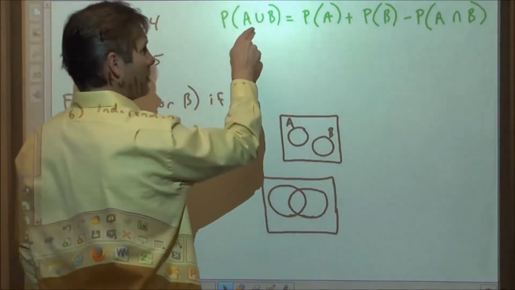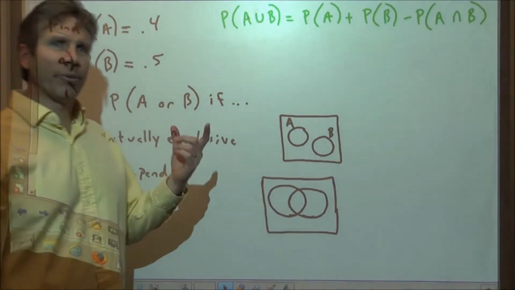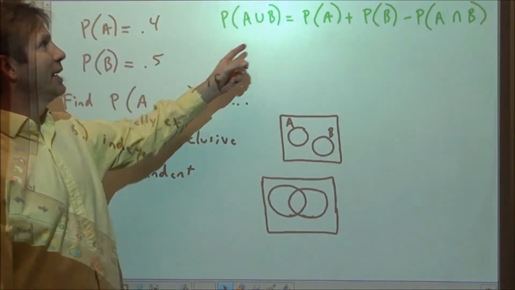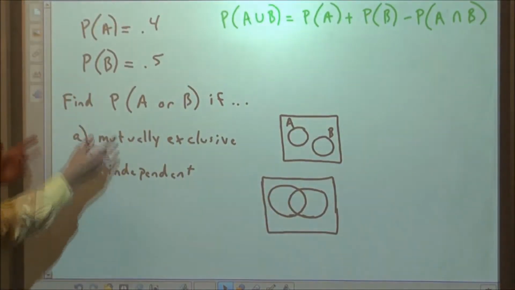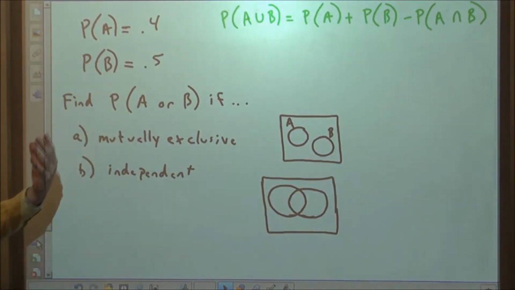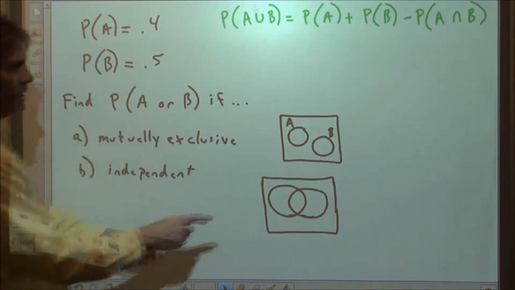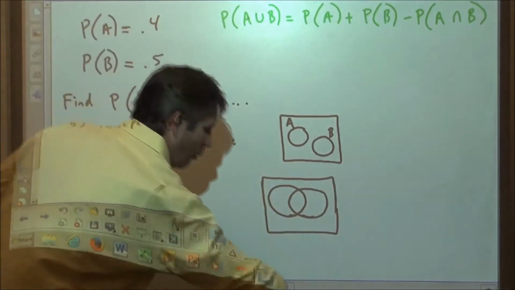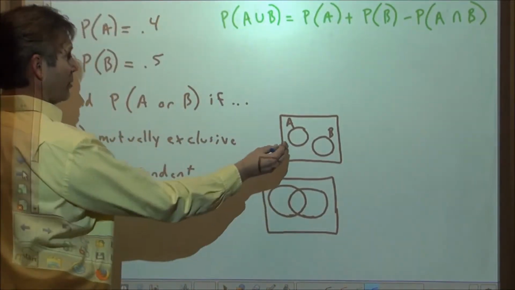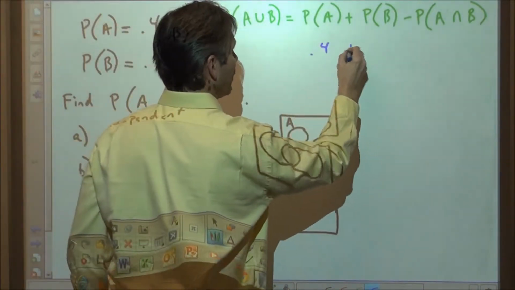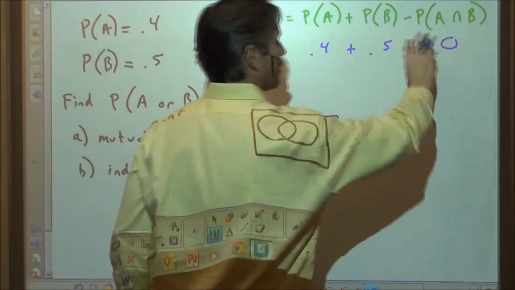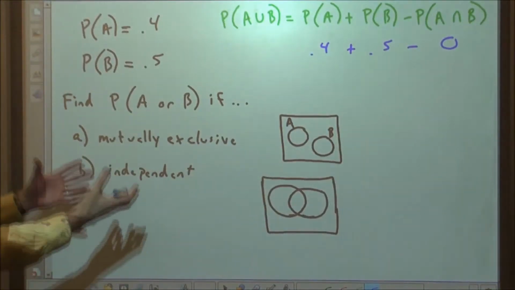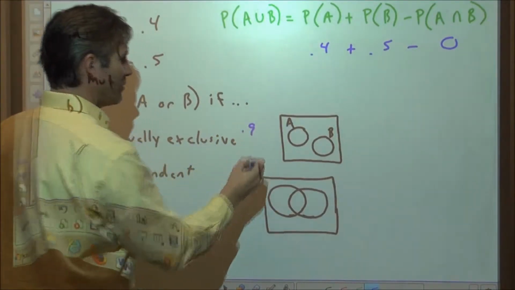Add the two, this means "or". So what's the probability that A or B happens if you're selecting one thing? It's the probability of A plus B minus the intersection. We'll see why that is. So if these are the two probabilities, what's the probability of A or B happening if the two events are mutually exclusive? If they're mutually exclusive, they have no overlap. And so it would be the probability of A, which is 0.4, plus the probability of B, which is 0.5, minus nothing, because there's nothing in the intersection. So our probability would be 0.9. These are the easy ones.